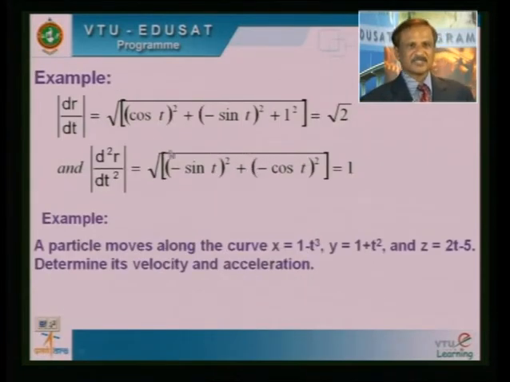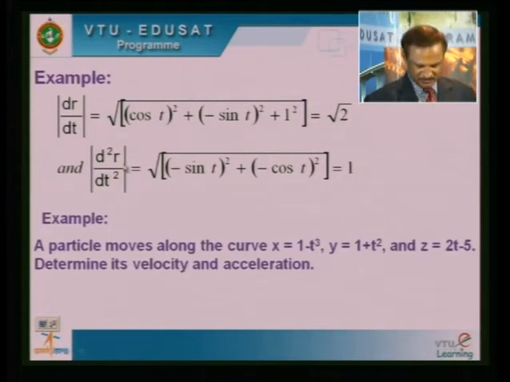Is it clear? So what have I written here? Cos t whole square plus minus sin t whole square plus 1 square. And friends, we know that cos square t plus sin square t is equal to 1, and this can be replaced by 1. 1 square means 1. So after simplification, I hope you will get square root of 2.